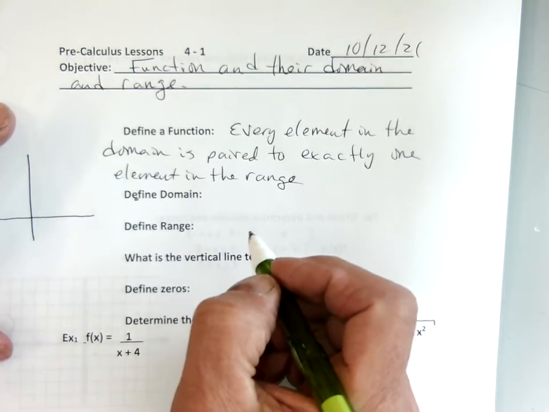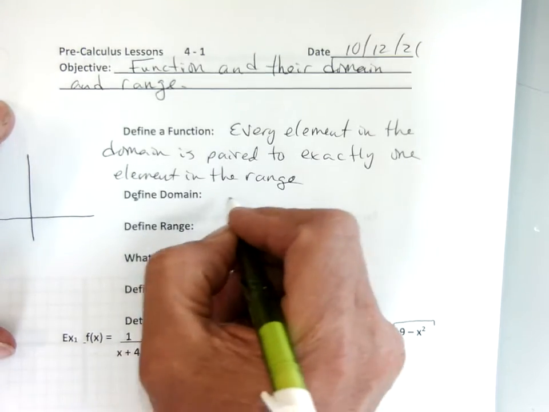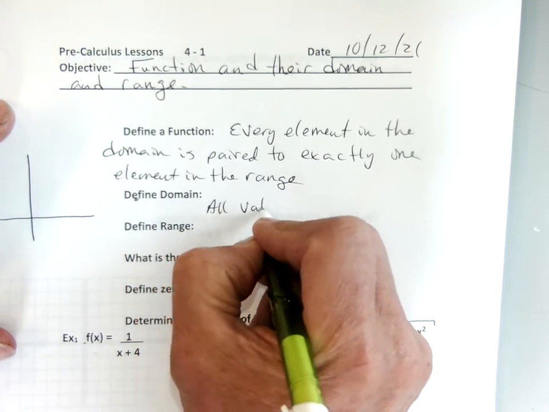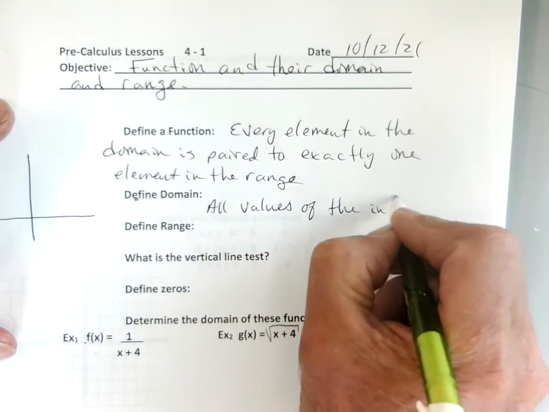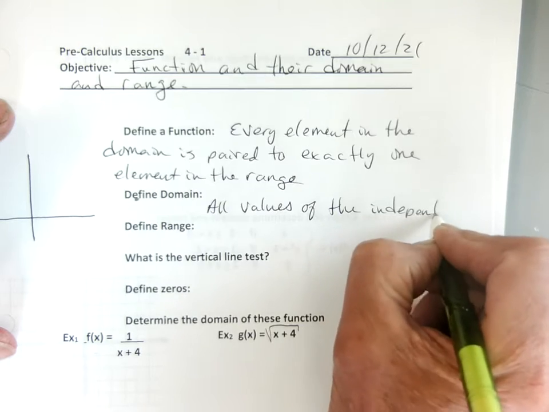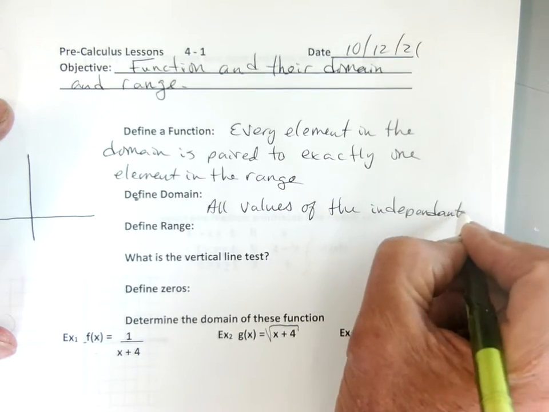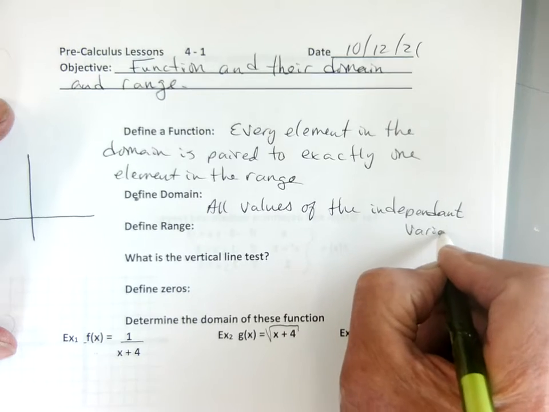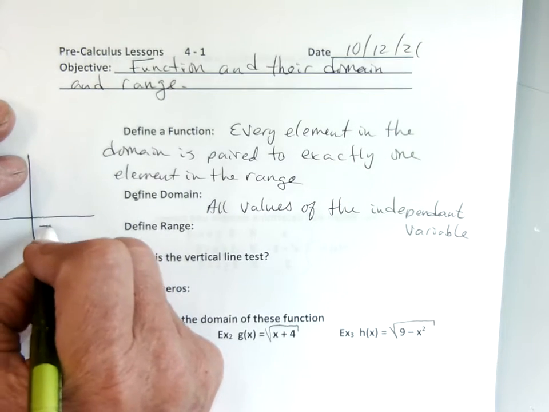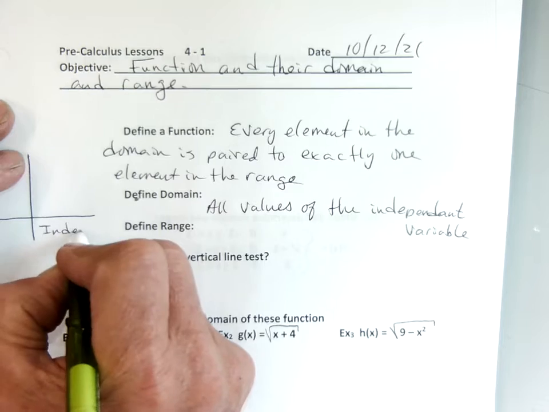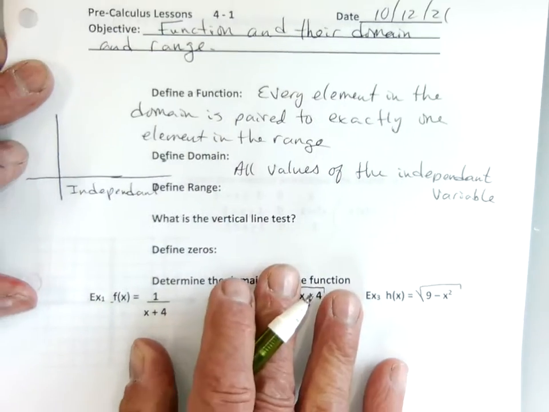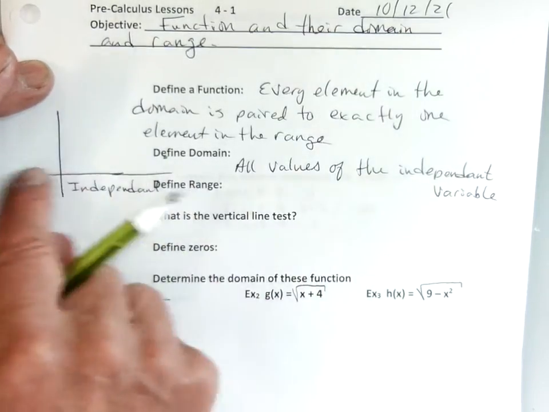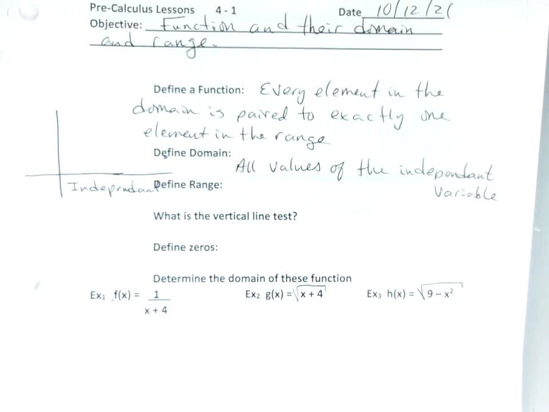We're going to define our domain as simply all values of the independent variable. We put our independent variable always on the horizontal axis, okay? We call it the x-axis always. We just always use x and y, right? But it doesn't have to be x and y.